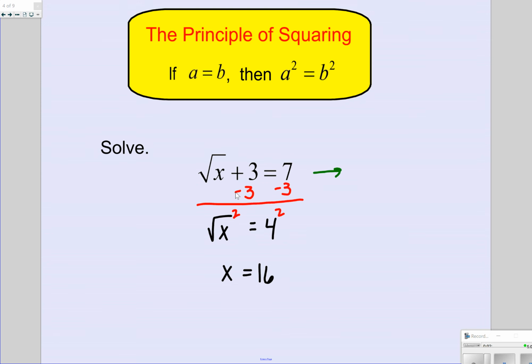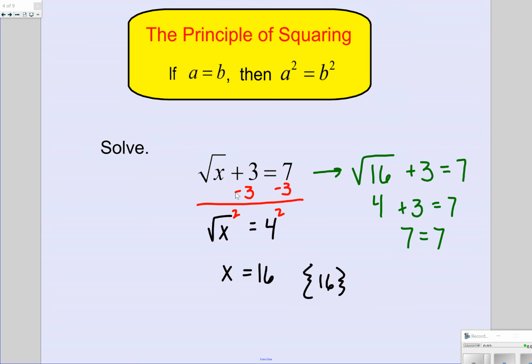And let's double check that that's true. If I plug 16 into this original equation for x and test out my solution, 4 plus 3 is equal to 7, so 7 equals 7. So this means that 16 is a solution to this radical equation.